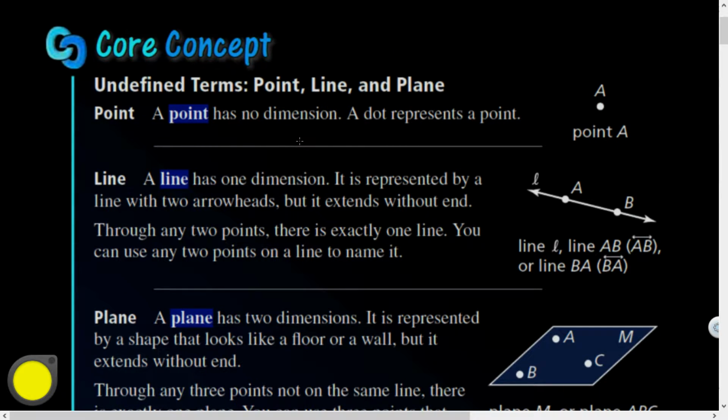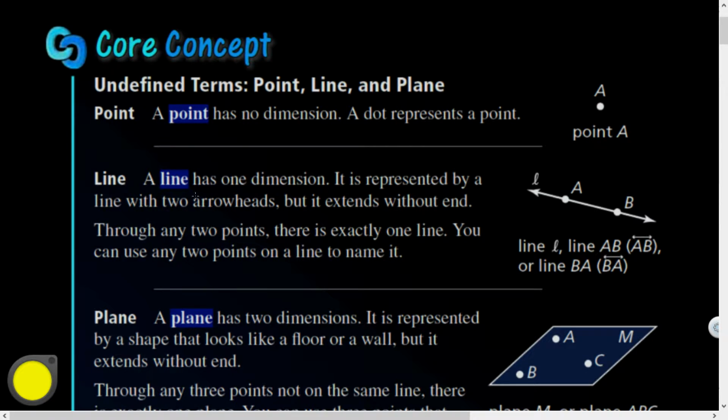A point has no dimension. So it doesn't have a width, a height, a length. Graphically speaking, if I wanted to represent it, I would represent that point with a dot. And so a point is a location. It could be on a one-dimensional line, a two-dimensional plane, or a three-dimensional space. We label points in geometry with capital letters, most typically, and you could also refer to it as point A. Okay, I'm getting it. A point.